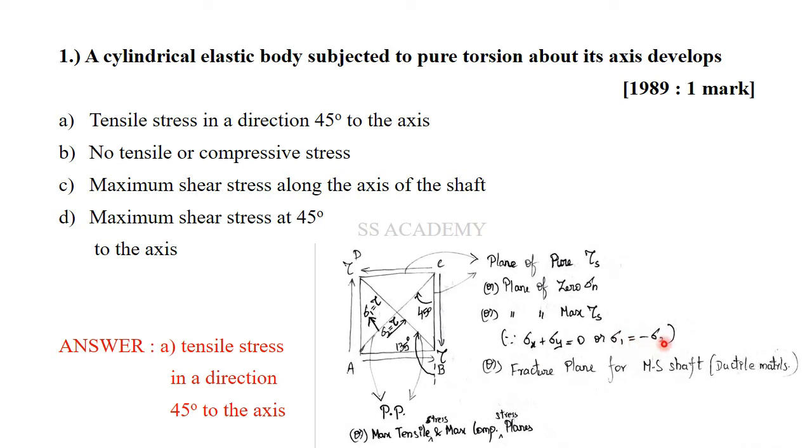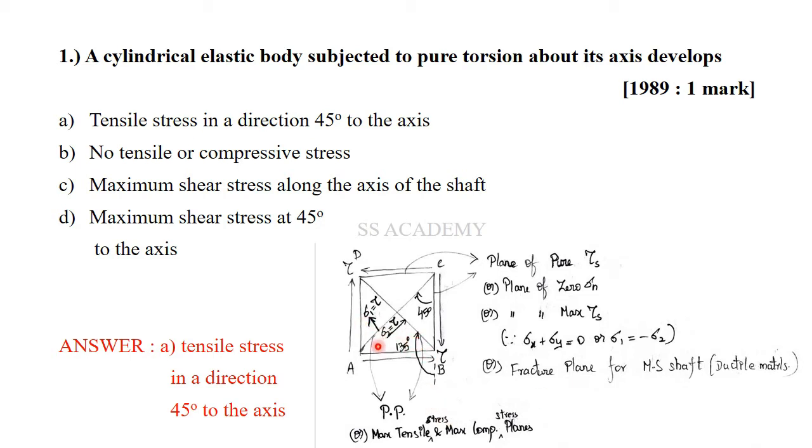Sigma 1 is equal to minus sigma 2, which means major principal stress is equal to the negative of minor principal stress. That is, tensile and compressive stress exist, which are of the same magnitude, equal to the torsional shear stress. These two particular planes are called fracture planes for MS shaft. Why particularly for mild steel? Mild steel is a ductile material. Ductile materials fail in shear. They don't fail in tension. They fail in shear. So this is the fracture plane.